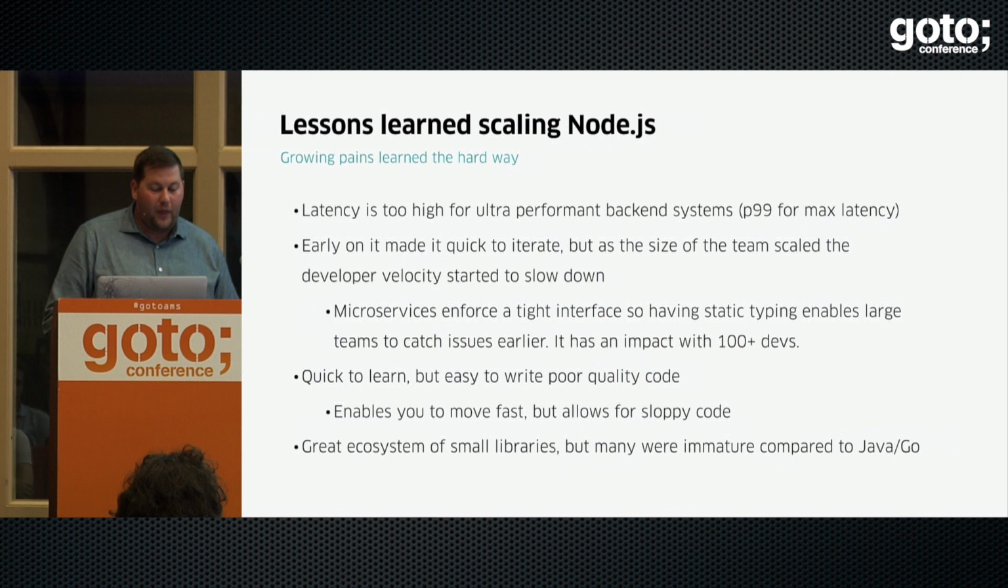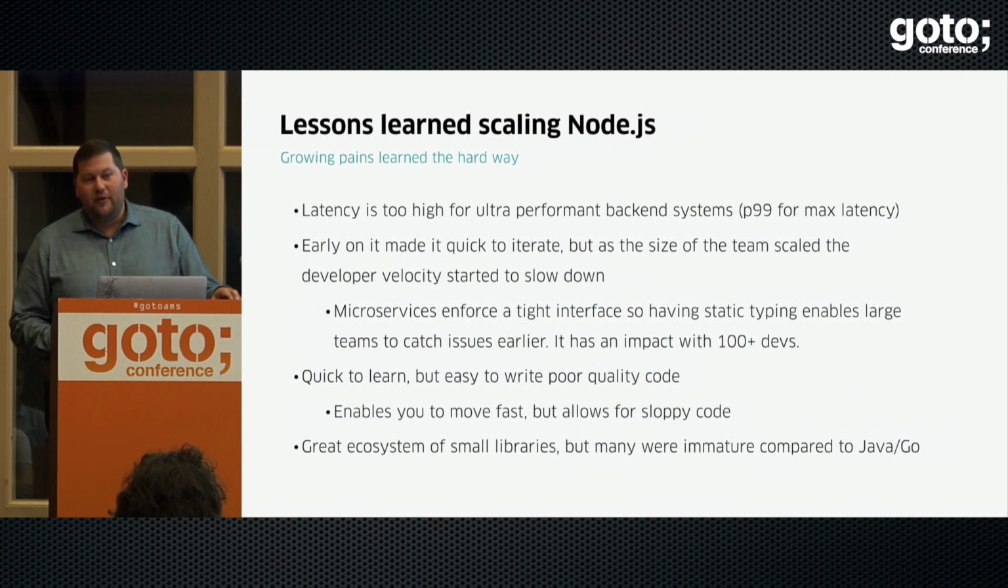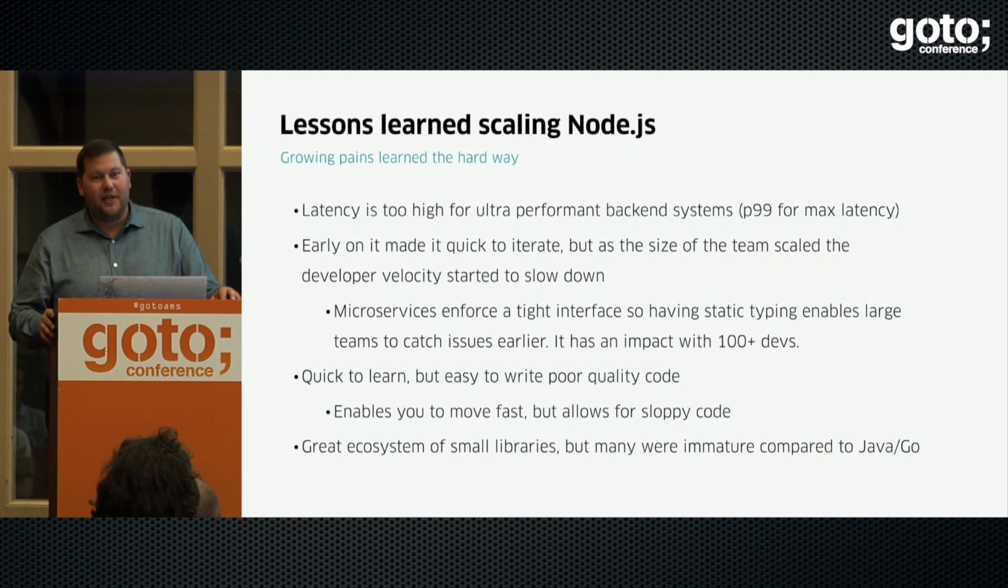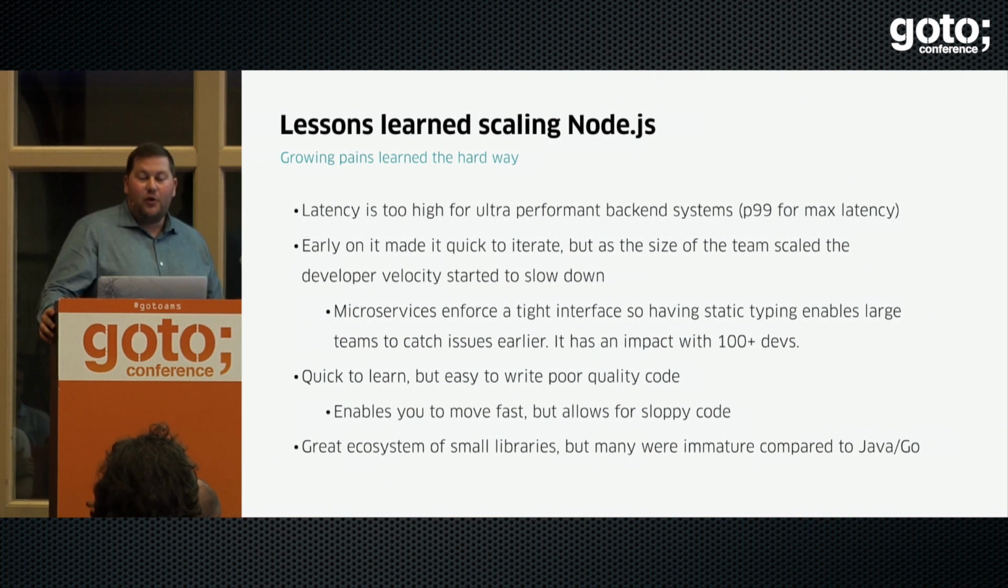And so you want to make it safe for developers to build things quickly, and Node.js sometimes allowed people to be sloppy. How many people remember the library that took down the internet because somebody got annoyed that somebody wanted to rename their package? So there's a great ecosystem of small libraries in Node.js, but there are some issues that go with that. A lot of them were immature compared to their Java or Go counterparts.